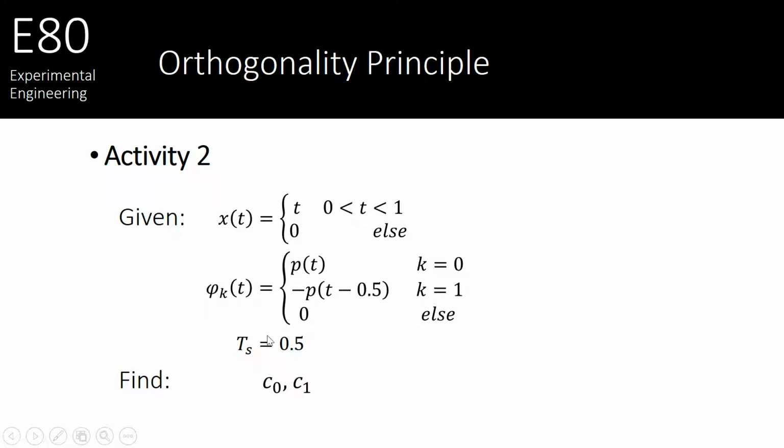One is the original p of t. The other is a shifted version that's actually flipped. And in this case, the periods are only half a second. And what we're trying to find is the scaling factors for each of these two basis functions. What do you think these two basis functions look like? Pause now and see if you can draw them out. Get a piece of paper, get a pen, try to draw out these two basis functions. Then pause the video. When you're done, start the video up because I'm going to flip to the next slide.